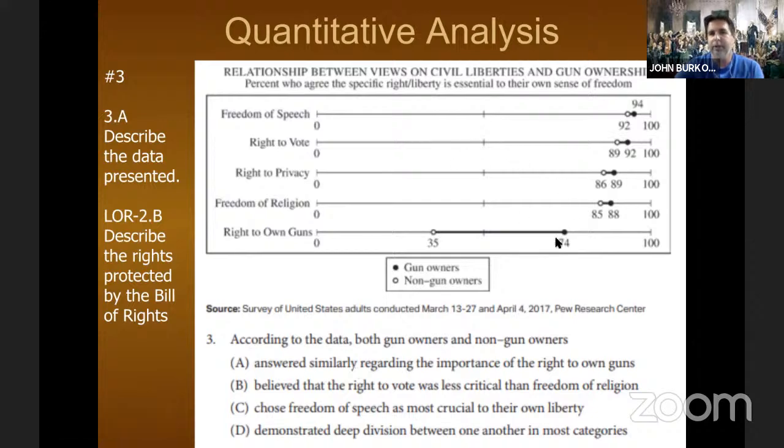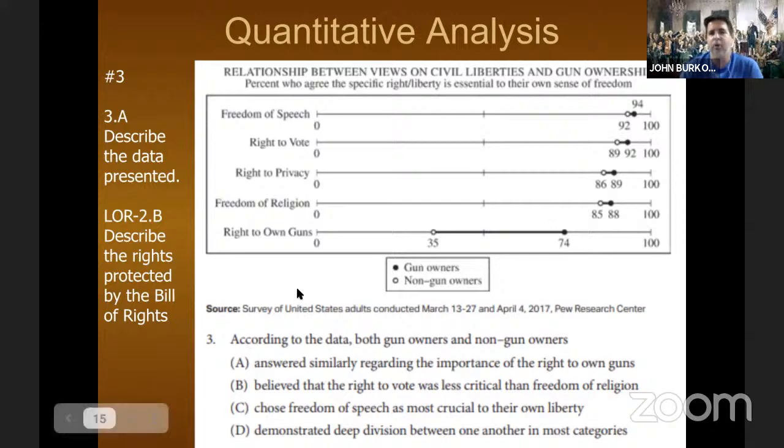All right, so you're going here. What are the trends? What are the patterns? You see that gun owners and non-gun owners are pretty consistent with how they feel about free speech in regards to their own sense of freedom. Right to vote, very high. Right to privacy, pretty high. Freedom of religion, pretty high. And then it gets to the right to own guns, and boom, you see this huge disparity, especially between gun owners, who are high in regards to sense of freedom, and non-gun owners, who are not. Which kind of makes sense anyway. You would figure a non-gun owner might not, and that's perhaps why they don't have a gun. So sometimes this is pretty basic.